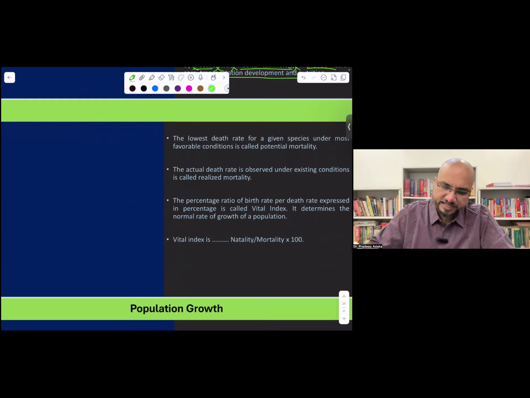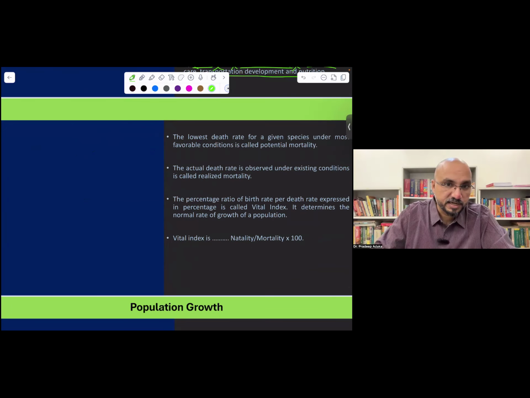Right. So the lowest death rate of a given species under most favorable conditions is potential mortality. Lowest death rate means the organism dies a natural death, because of natural aging, of old age. It is not because of an accident, or bad habits, or war or some natural disaster. All of those may also cause death, but the lowest death rate for a species under most favorable conditions, that is potential mortality: the organism dies because of old age, natural death.